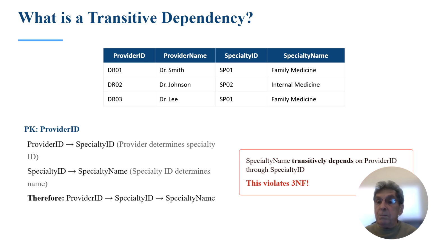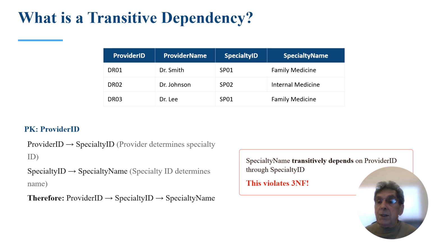Specialty ID determines specialty name. SP01 is family medicine. The specialty ID determines the name. Therefore, provider ID determines specialty name, but not directly. It goes through specialty ID, and this is a transitive dependency. The primary key goes to A, then goes to B. See the redundancy? Family medicine appears twice because two providers have specialty SP01. If the specialty name changes, maybe to family and community medicine, we would have to update multiple rows.